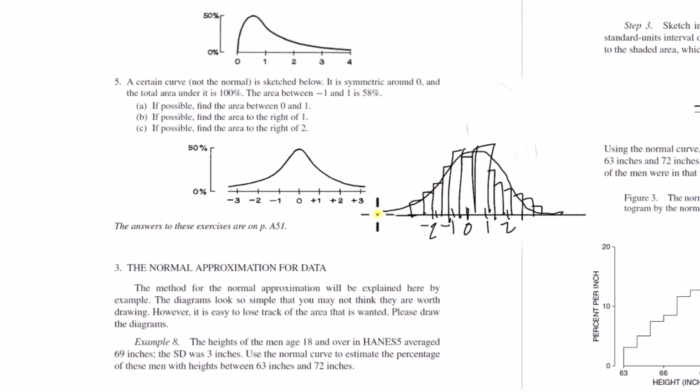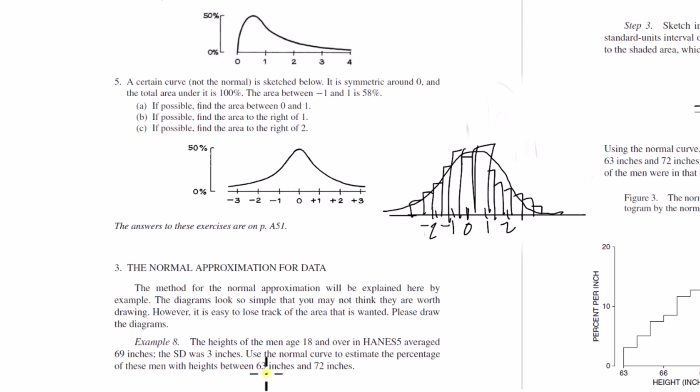Okay, so if we quote unquote don't know the actual distribution, but for some reason we know the exact average and the exact standard deviation, we're assuming that when converted to standard units, I just talked about how you convert to standard units, that distribution would follow the normal curve. Then let's estimate the percentage of these men that had heights between 63 and 72 inches.